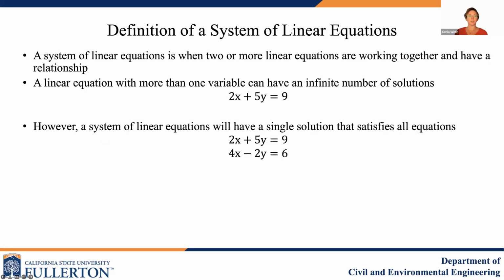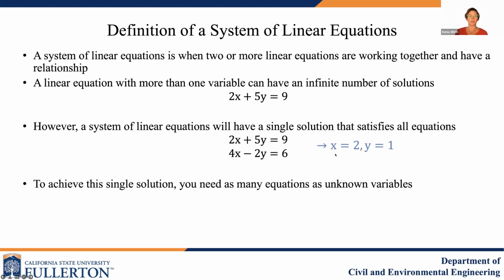However, a system of linear equations that has more than one equation will have a single solution that satisfies all equations. So if I have two unknowns and two equations here, there's a single set of values for x and y that will solve both of these equations because we assume that these equations are related. In this case, the solution x is equal to 2 and y is equal to 1 will solve both of these equations, and it will be the only solution that will solve both of these equations.